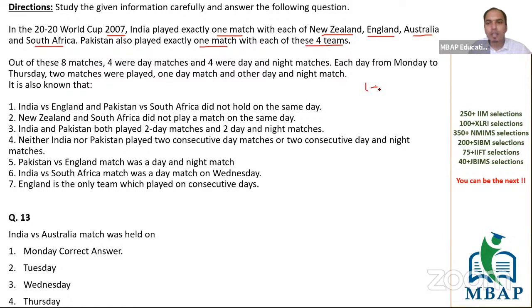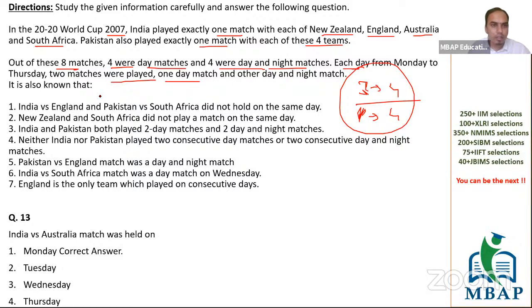So basically, India is playing against four teams. Pakistan is also playing against four teams. So a total of eight matches are there. Four were day matches and four were day and night matches. This is basic information given to you in the initial part. Each day from Monday to Thursday, two matches were played: one day match and the other a day and night match. All right, it is also known.